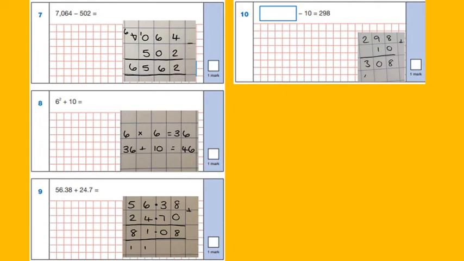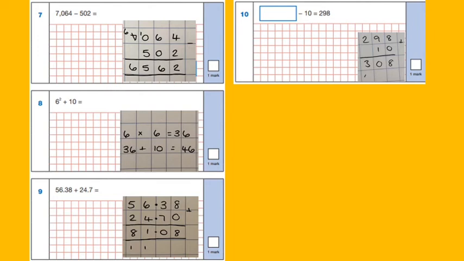Number 9, 56.38 add 24.7. Most important thing in this question is to get your decimal points in the correct places. They always go on top of each other. And as you can see in the 24.7, I've actually put a 0, a placeholder there, just so that I can see that there's no value in that column. And then do a straightforward addition, remembering to put my decimal point in my answer, which gives me the answer 81.08.